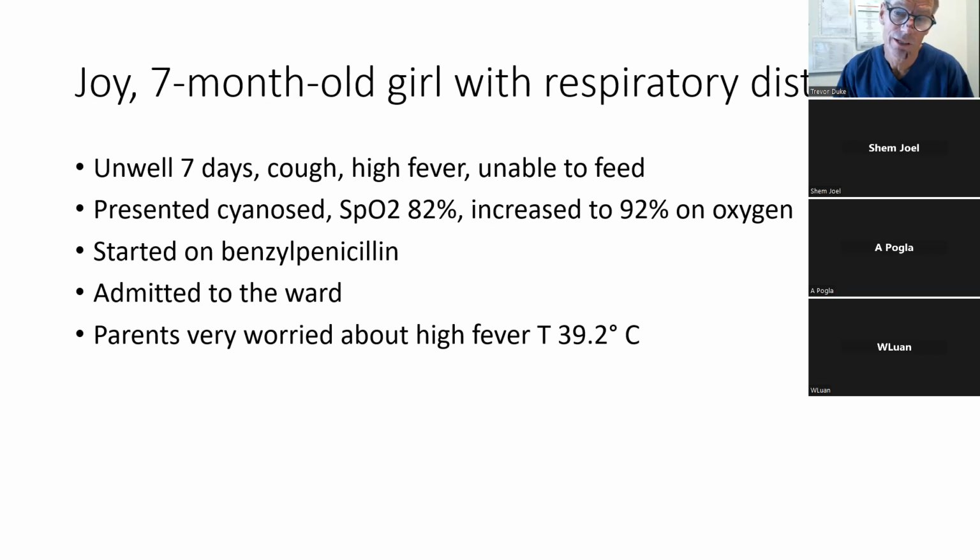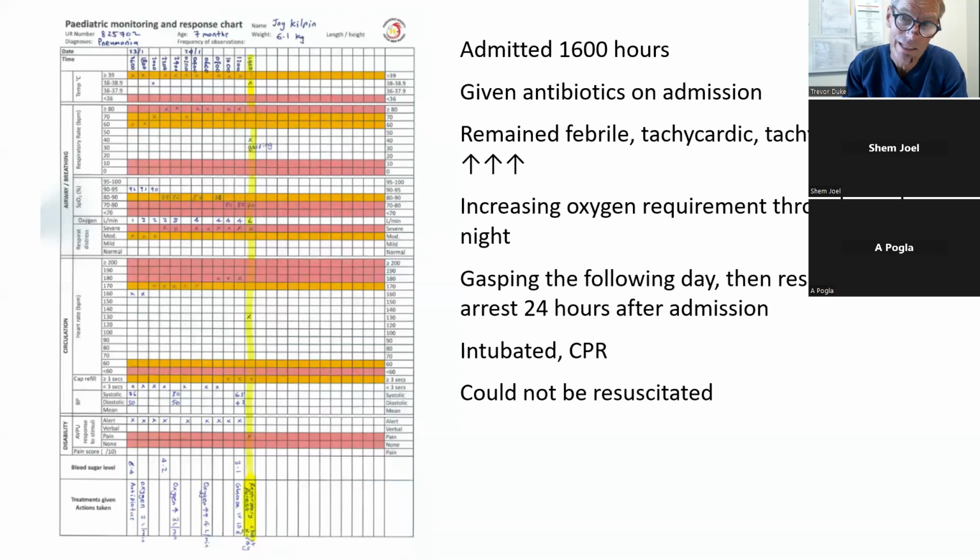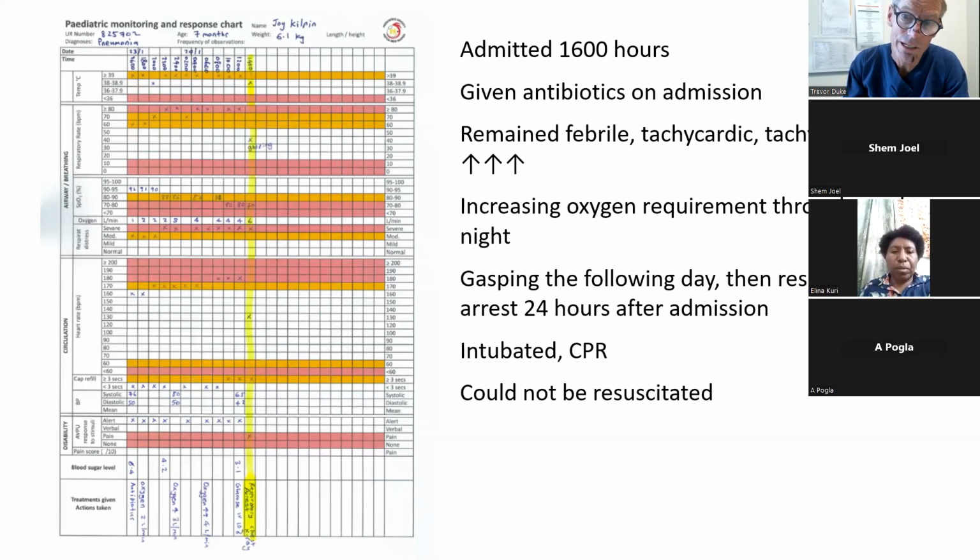But her parents, even after getting to the ward, remained very worried about her high fever. It was above 39 degrees, sometimes hitting close to 40 degrees, and they were very worried about that. This was Joy's monitoring and response chart. Now, she was given antibiotics at admission, but she remained febrile and she was tachycardic and tachypneic, and that increased.